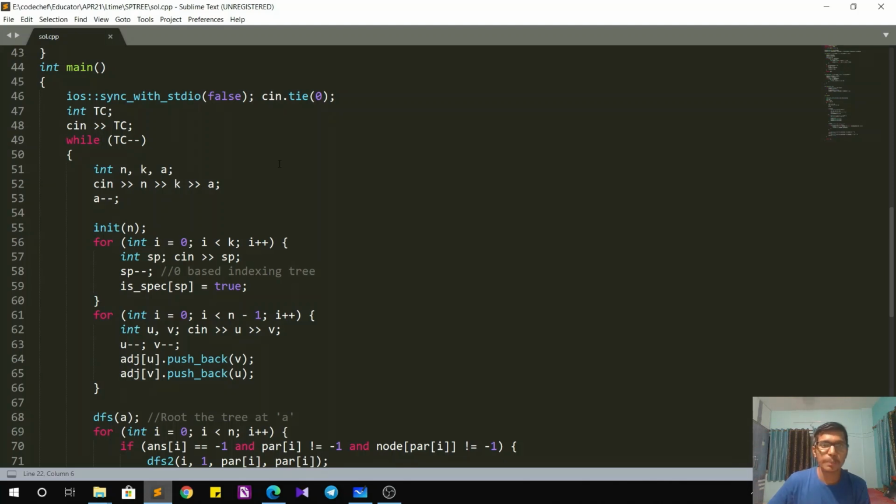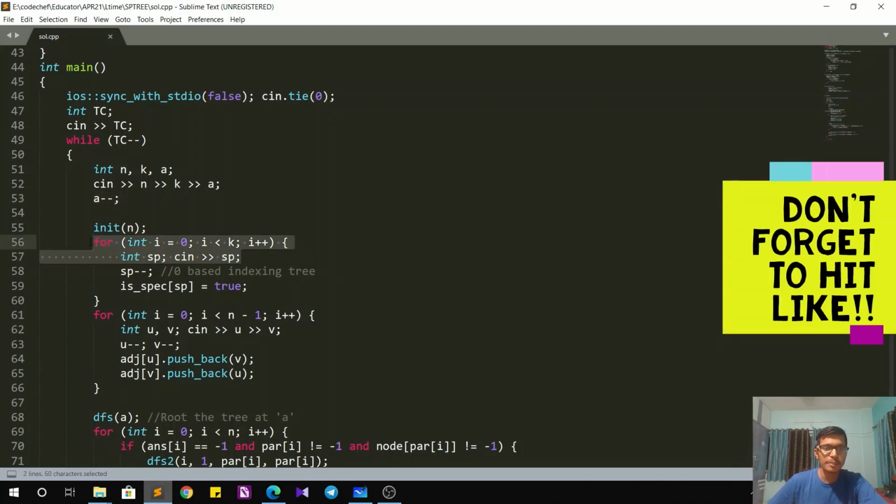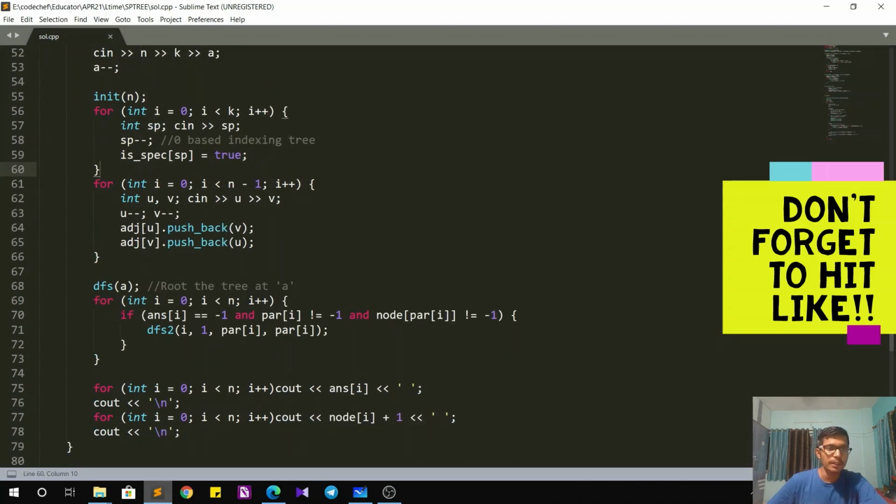Now the C++ implementation is as follows. For each test case, I take the input of n, k and a. I decrement a because I am going to follow zero-based indexing in my tree at all times. Then I take the input for the special nodes, that is k special nodes, and I mark them as special, that is special equals true. Once that is done, I take the input for my given tree. For u, v, there is an edge between u and v, so I push them into an adjacency list: adjacency of u push_back v and vice versa.